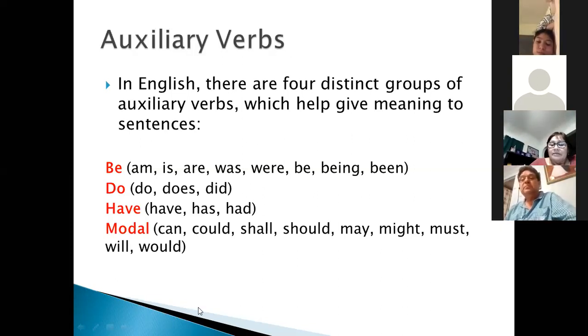We have the be auxiliaries, the do auxiliaries, the have auxiliaries, and the modals. Those are the 4 kinds of auxiliary verbs that we have in English. Am, is, are, was, were, be, being, been. Do, does, and did. Have, has, and had. And then all the modals: can, could, shall, should, may, might, must, will, and would. All right, so let's go through each one.